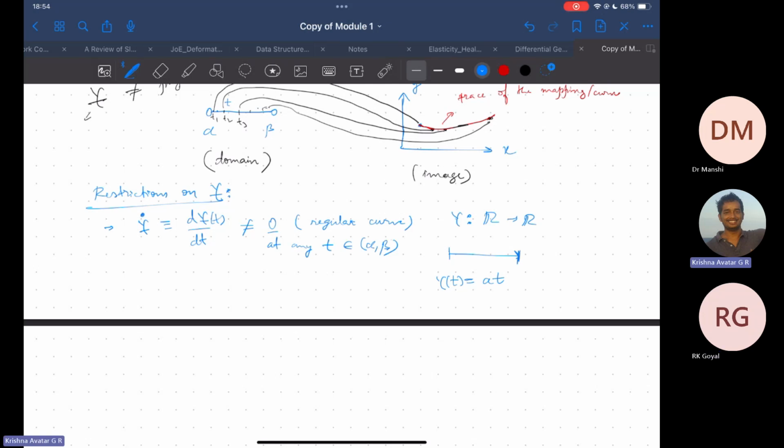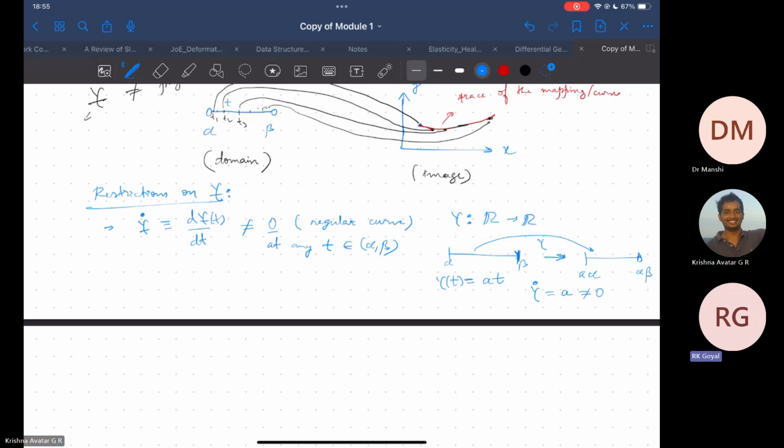This is also a mapping. It maps the interval alpha to beta to an interval A alpha to A beta. This is the mapping by this gamma, and you can clearly see that gamma dot is equal to A. So A must not be equal to 0. If A is 0, then it's not a valid mapping, and it's of no use to us.